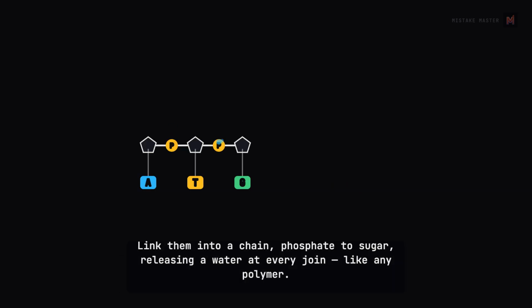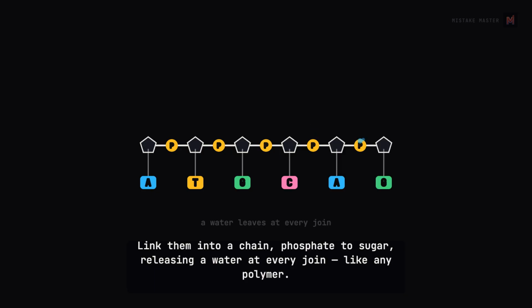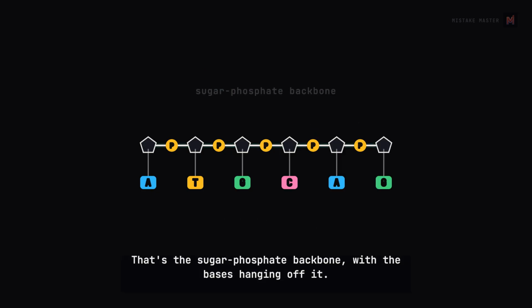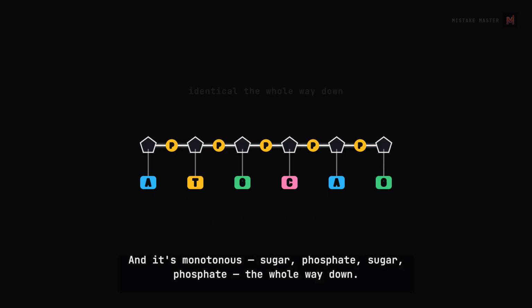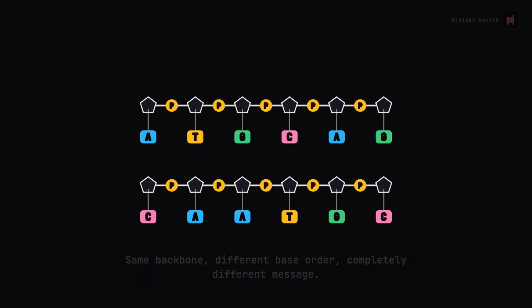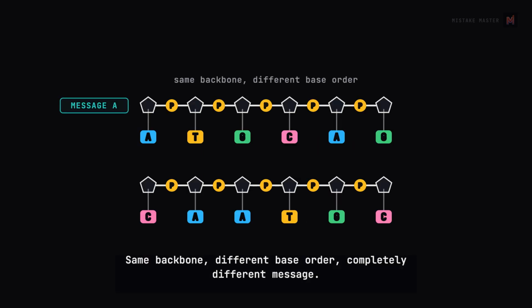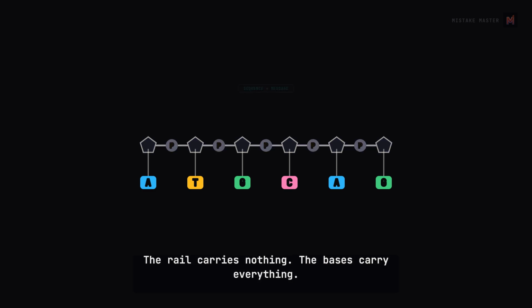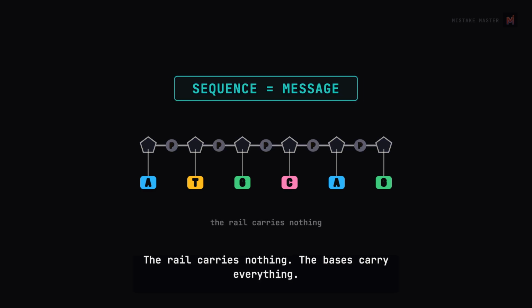Link them into a chain, phosphate to sugar, releasing a water at every join, like any polymer. That's the sugar-phosphate backbone, with the bases hanging off it. And it's monotonous. Sugar, phosphate, the whole way down. Same backbone, different base order, completely different message. The rail carries nothing. The bases carry everything.